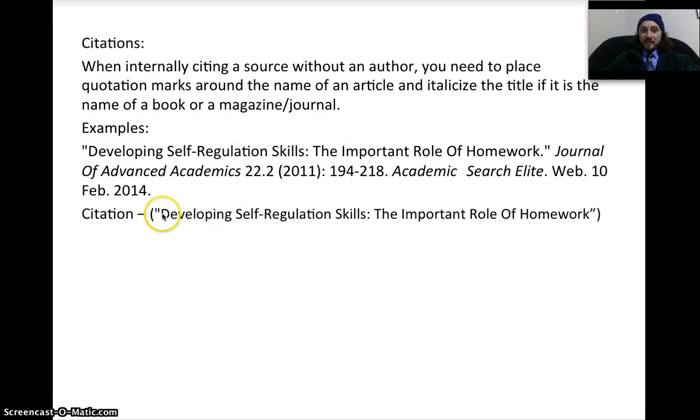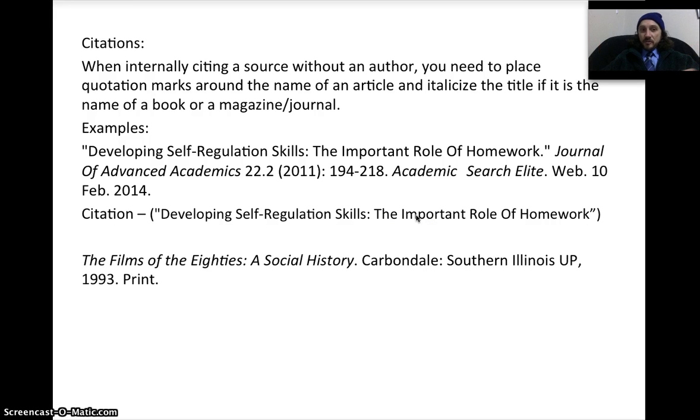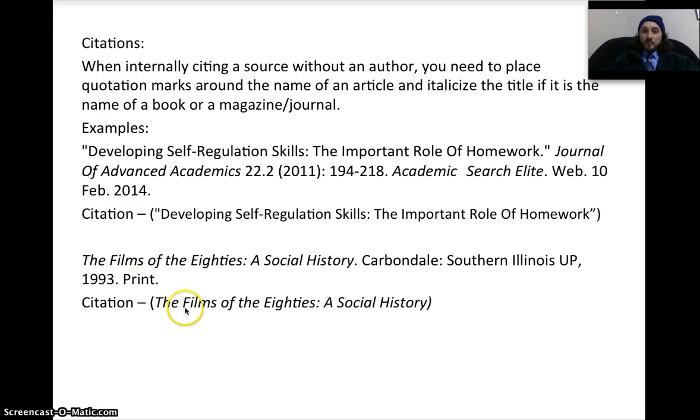When we actually cite it, it's going to keep the quotation marks around it. The names of articles and the names of poems would have quotes around them because they are smaller works. Think of it like sticky tack. As opposed to something that would be italicized, like the name of a book, The Films of the 80s, a Social History. So if that was a citation internally because it didn't have an author listed, you would either underline it or italicize it, because you put a shelf under the names of books.